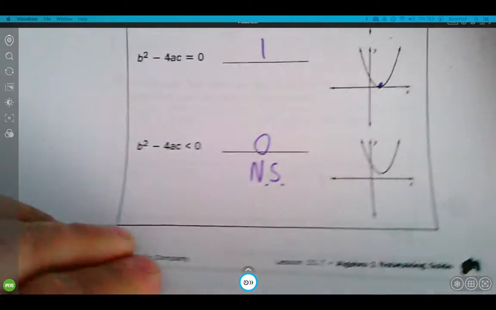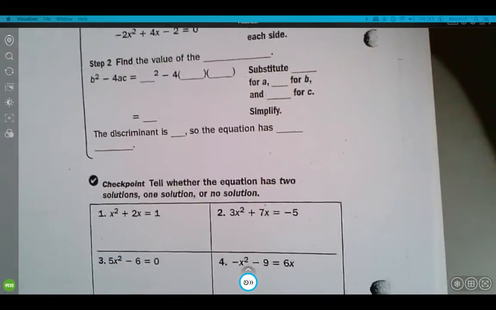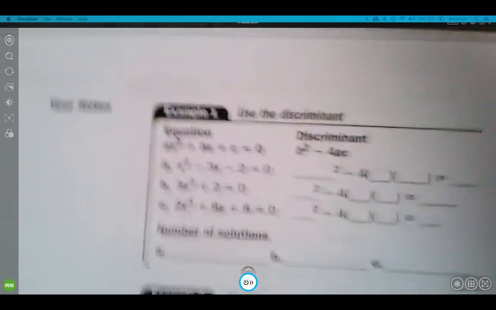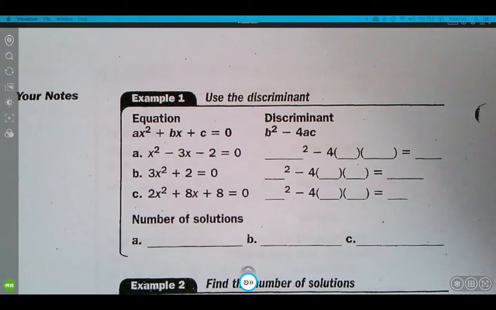So let's go through some examples, and I'll have you do some checkpoints, and that'll be it pretty much for today. Depending, maybe a little bit more, we'll see.